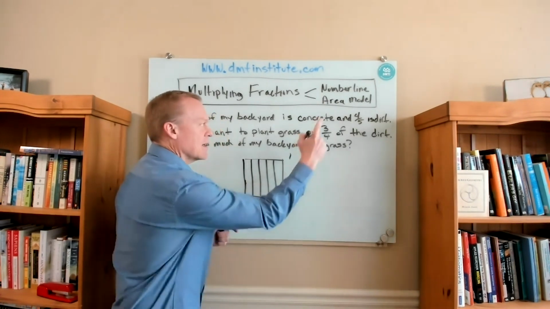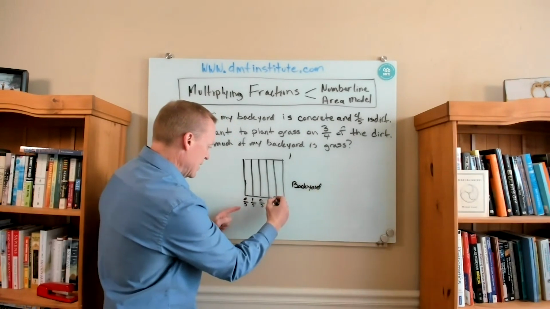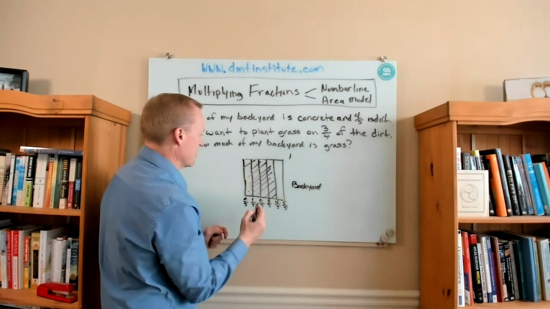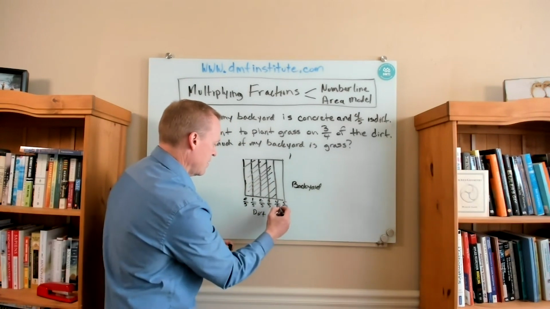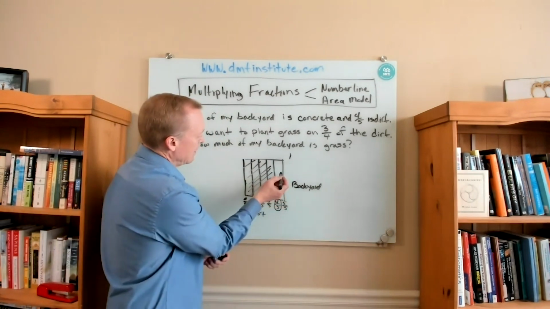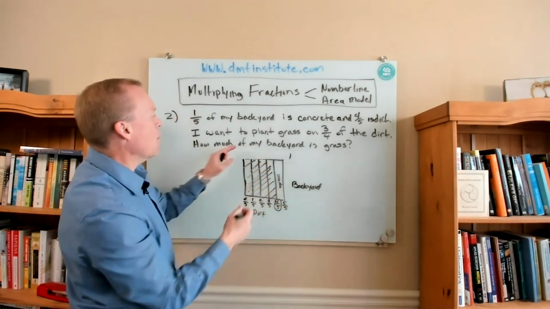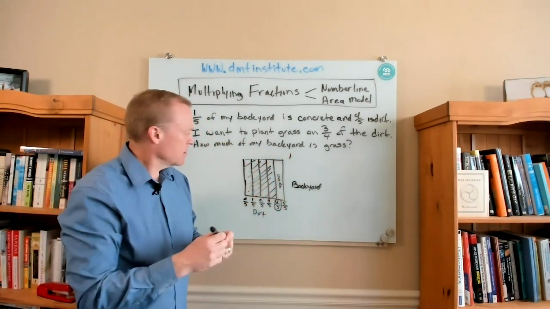And this is, again, referring to the backyard. And then here, it's appropriate with the black, that's going to be our dirt. So it's our dirt here. And our dirt is 4/5 dirt, and then of course we have the concrete right here. Okay, 4/5. So now we're asking though, I want to plant grass on 3/4 of the dirt.